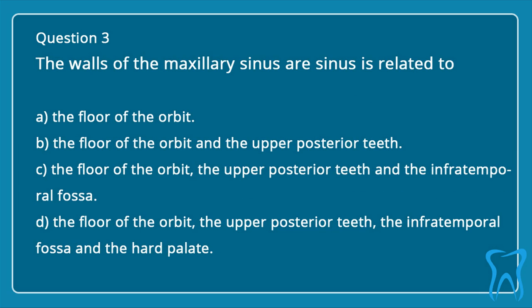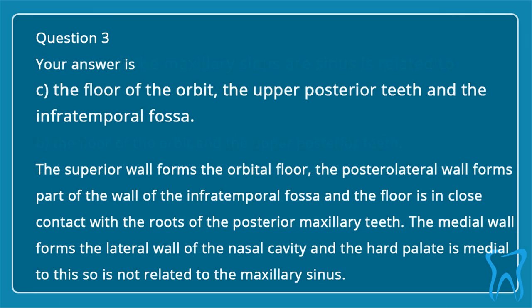Question 3. The walls of the maxillary sinus are related to A. The floor of the orbit. B. The floor of the orbit and the upper posterior teeth. C. The floor of the orbit, the upper posterior teeth and the infratemporal fossa. D. The floor of the orbit, the upper posterior teeth, the infratemporal fossa and the hard palate. Correct answer is C. The floor of the orbit, the upper posterior teeth and the infratemporal fossa.